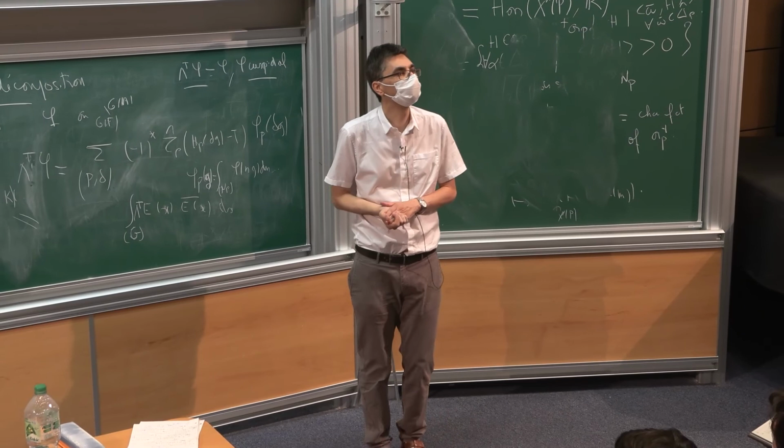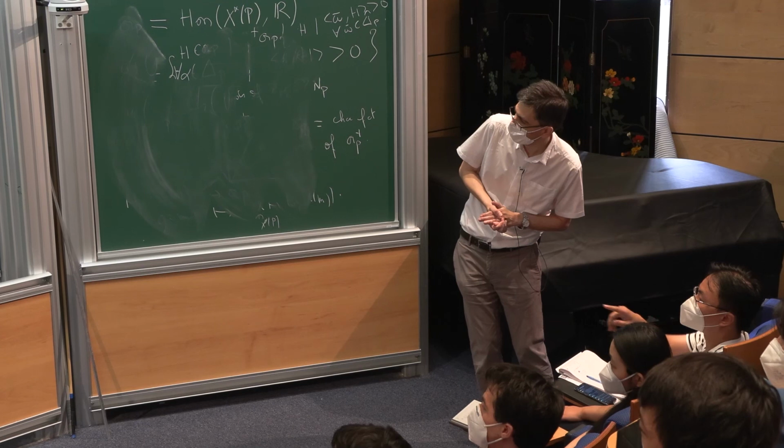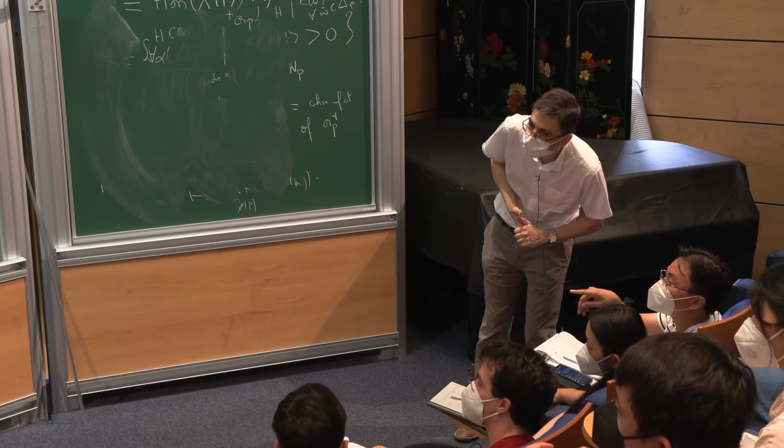There's a question on Discord on whether this alpha and beta are in the number field or in its algebraic closure, with this alpha and beta in the expression of B. Sorry? They're in the number field. Yeah, they are in the number field, yeah.